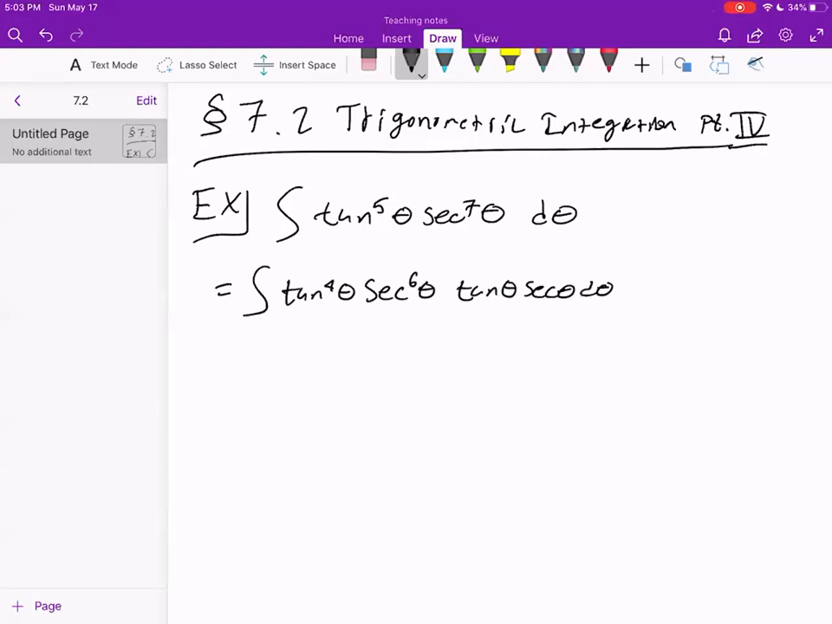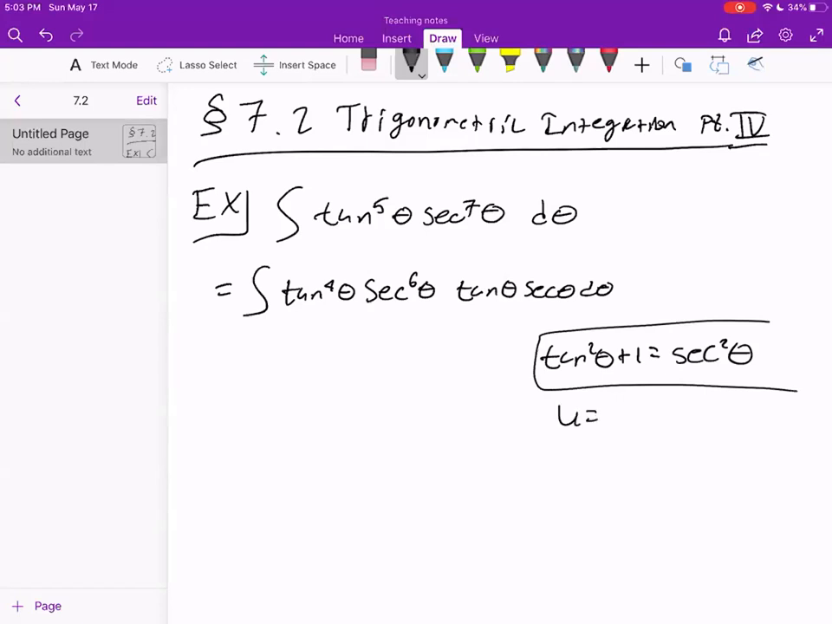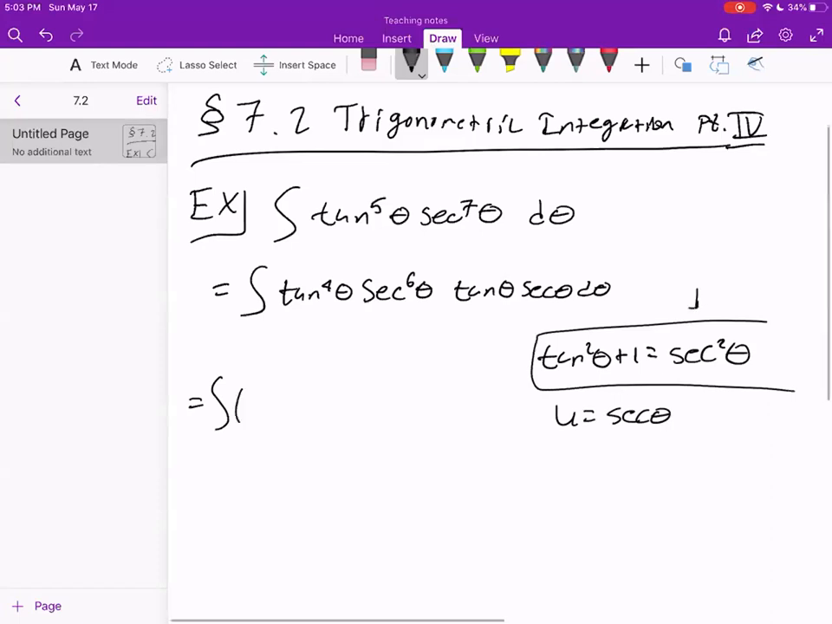The reason being, now I can use that one identity, tangent squared theta plus 1 is equal to secant squared theta, to rewrite one of these in terms of the other. What I'm going to end up doing is letting u equal secant theta, because I have a tan theta secant theta here. So I'm going to replace the tangent and do it in terms of secant, using this identity, and tan to the 4th then.